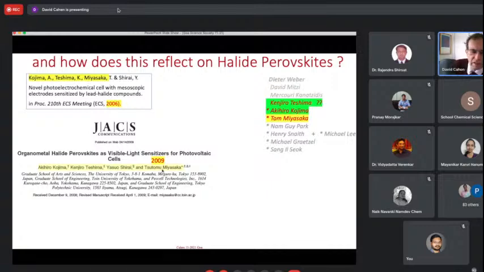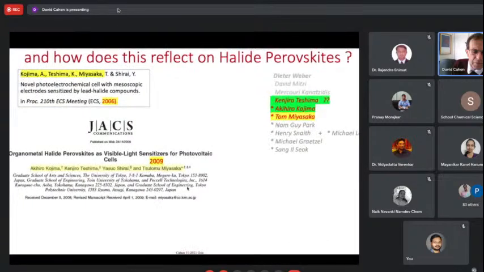There's no question that all these people are very deserving. They helped in creating a revolution. But I'm a little bit worried about this person. I don't know the person. I also don't know Akihiro. I only know Tom Miyasaka. In my mind, there's no question that he is one of the most central figures in this whole group, together with Dieter Weber. So they published in 2009 their work, which was first reported in 2006 in JACS.